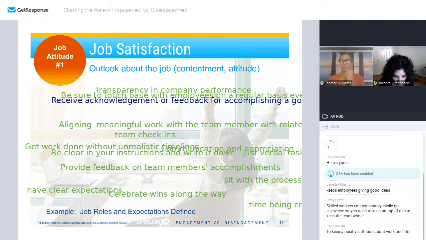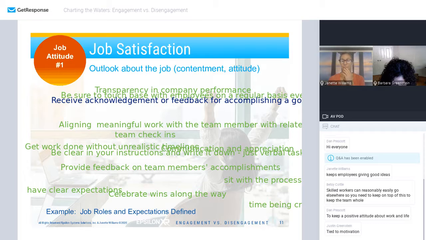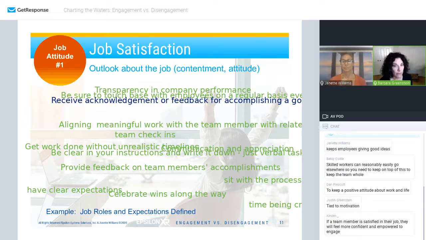Skilled workers can reasonably go elsewhere, so you need to keep them on top of this. Yeah, we don't always think about that. I remember talking to a CEO at one point, I said, you really need to make sure that everybody's engaged so that you keep them happy and content so they want to stay working here. And the CEO said to me, I don't think that's necessary. I can always go and hire somebody else. And I thought, oh, how short-sighted of you. I didn't say that to him, but I was thinking it.